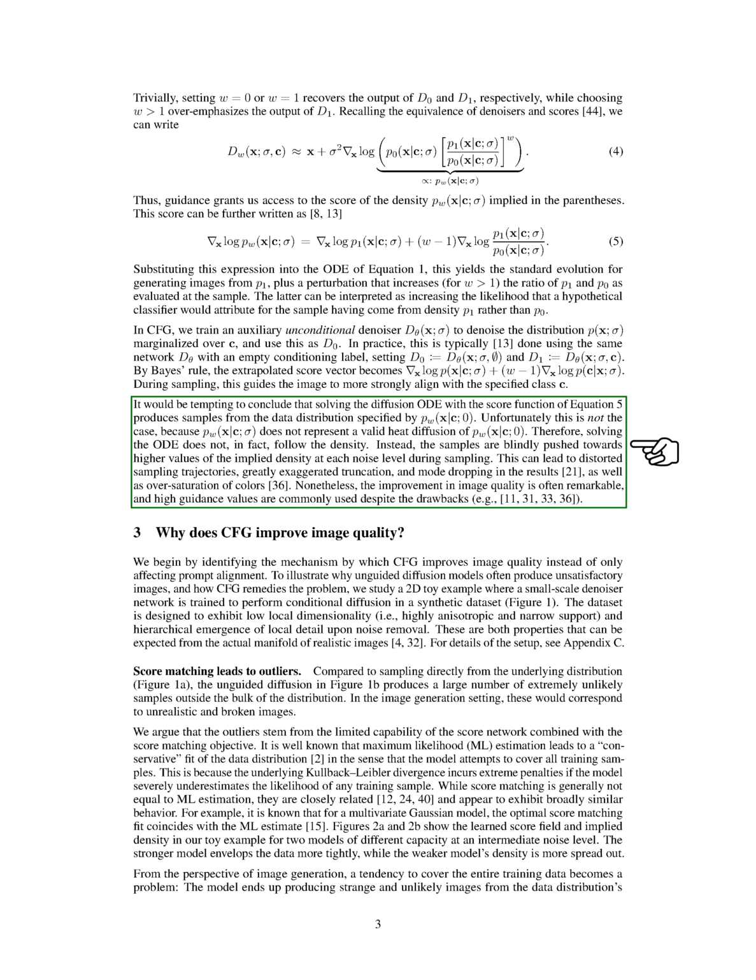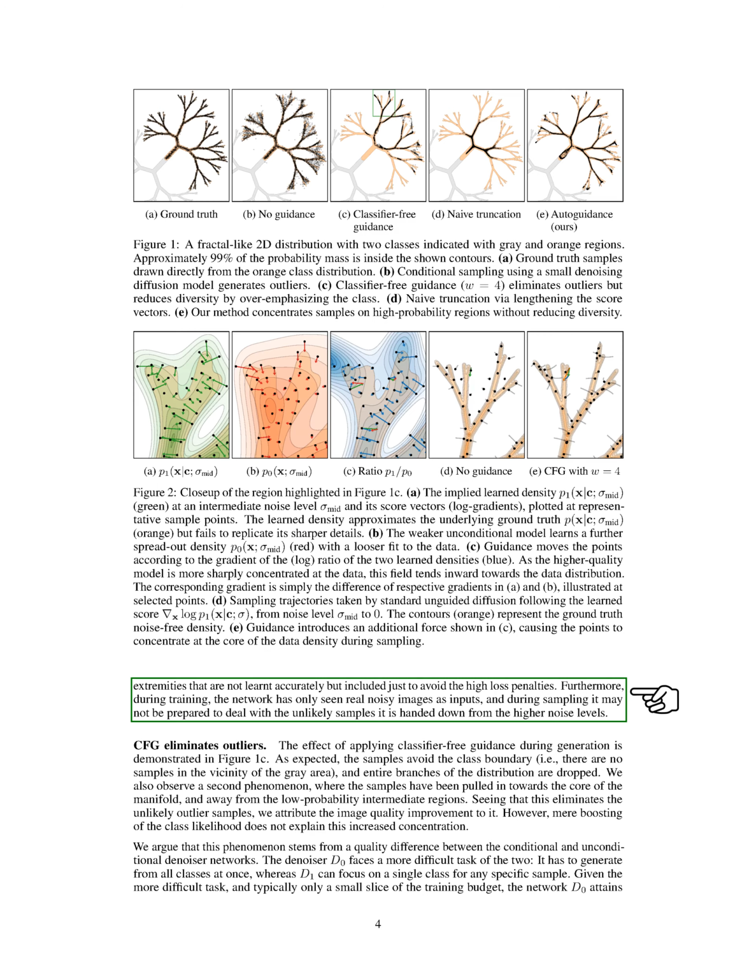To understand why CFG enhances image quality, we investigate a 2D toy example where a small-scale denoiser network is trained on a synthetic dataset with specific characteristics resembling realistic image manifolds. We observe that unguided diffusion models can produce unrealistic outliers, while CFG helps mitigate this issue by aligning the samples more closely with the data distribution. In summary, CFG improves image quality by guiding the image generation process towards the desired class, addressing issues related to outliers and unrealistic samples that may arise in unguided diffusion models.